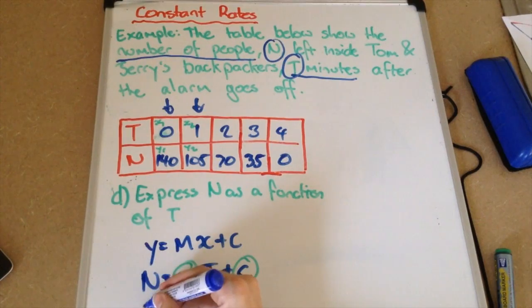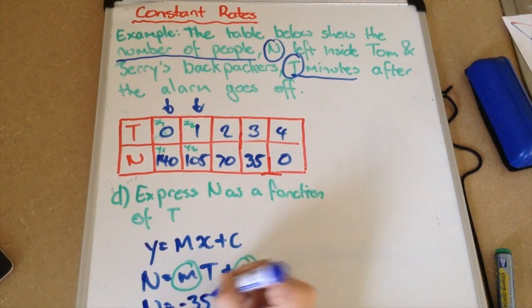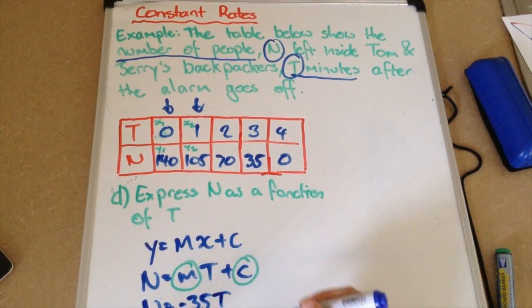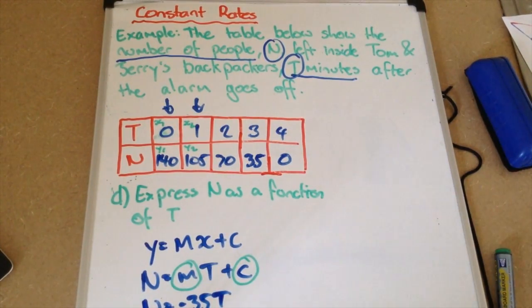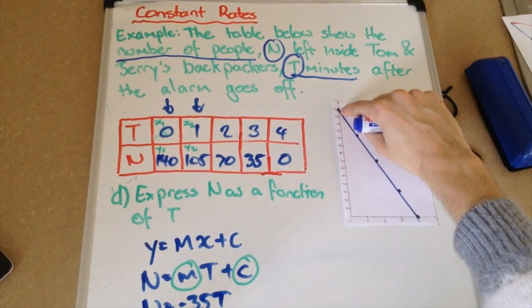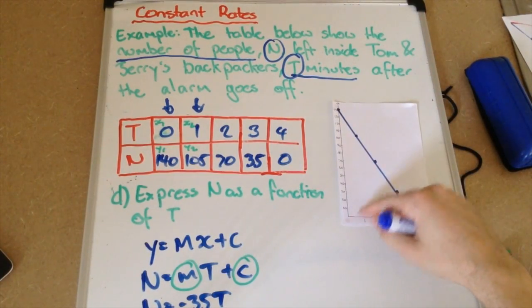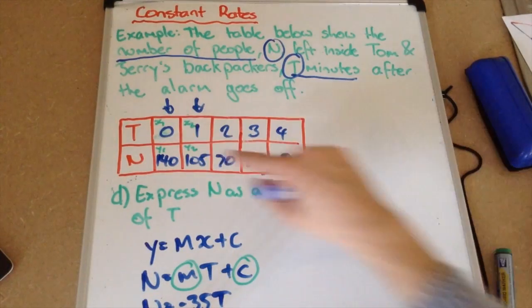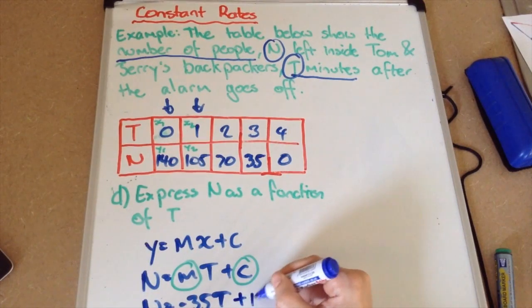We have n is equal to, now m was our gradient, which is equal to negative 35, as we found earlier, t, and plus c. Well, c is our y-intercept. If you look back at this part here, our y-intercept goes through 140. That is when t was equal to 0. You can also get it from here. So, basically, our c is 140.